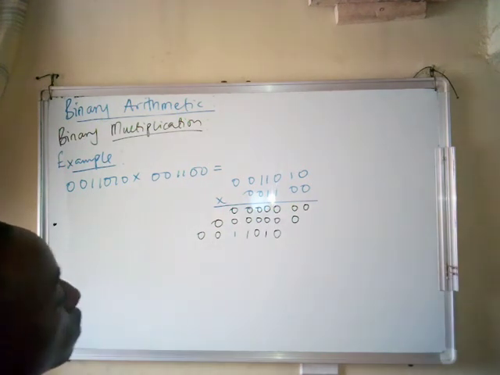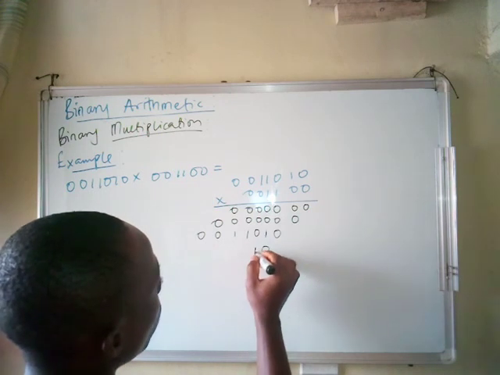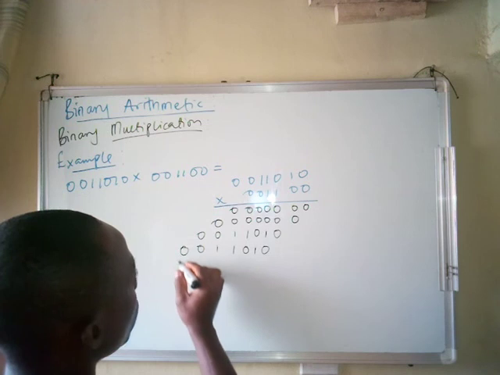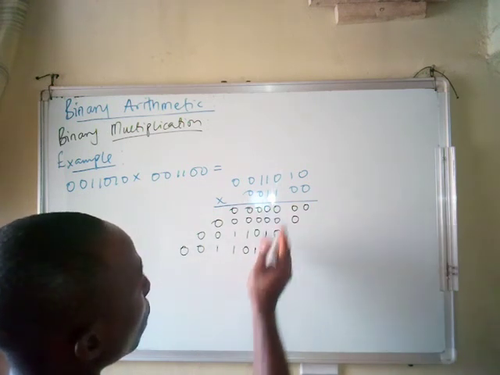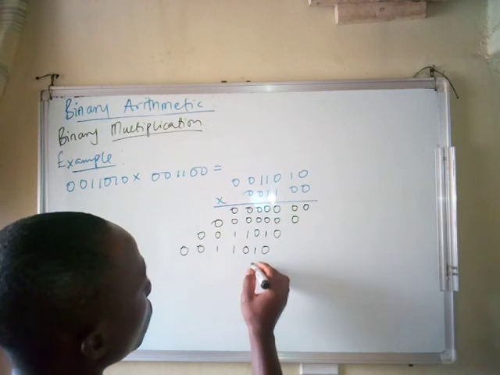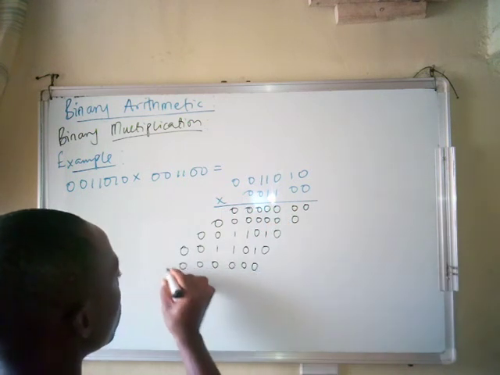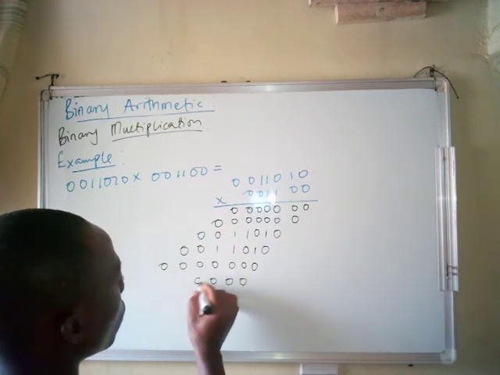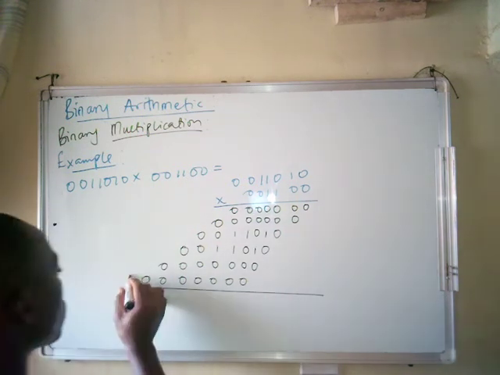So just the same thing: 0 1 0 1 1 0 0. So for the other one, we have 1 2 3 4 5 6 and 7. The other one, 1 2 3 4 5 6 and 7. So you add.